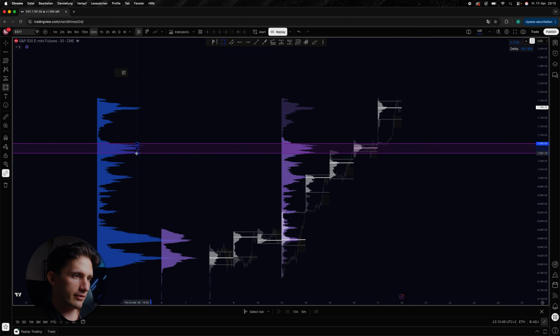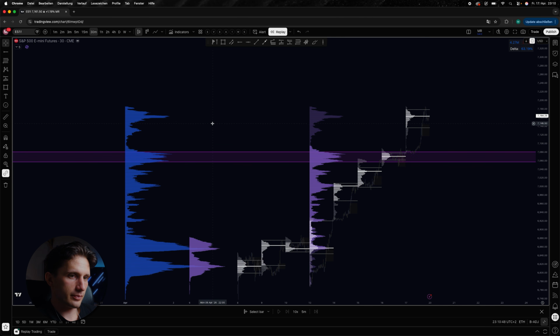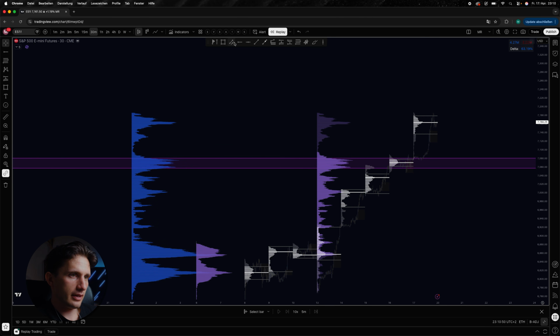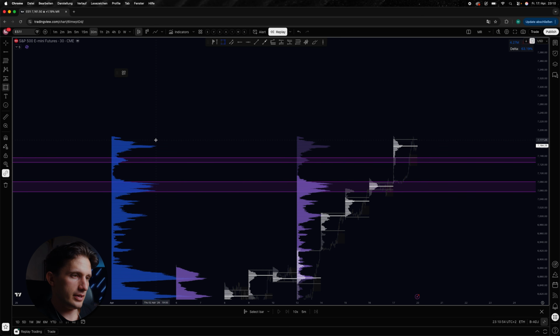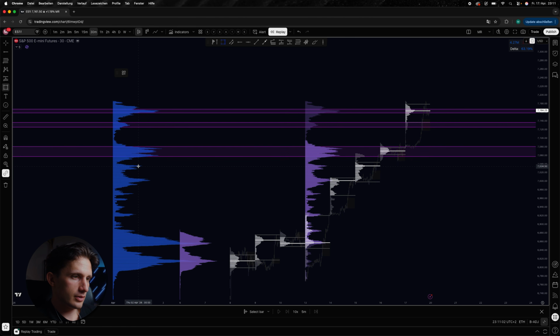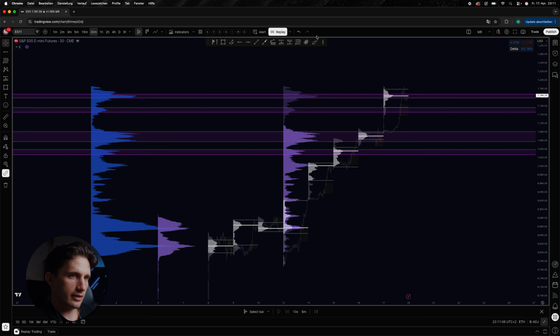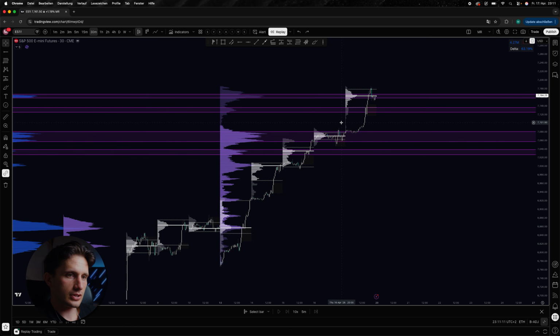So what I'm doing then is to mark out my key volume spikes. We have here a massive volume spike right here. Okay, then we have here a volume spike, then we have here as well a volume spike, right? So you can do this all over right here, and you can see that the market has pretty high spikes. So I want this on my chart.